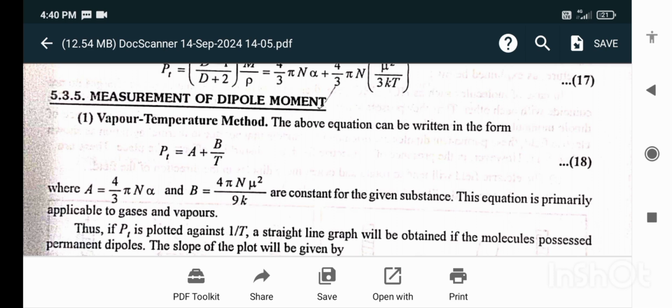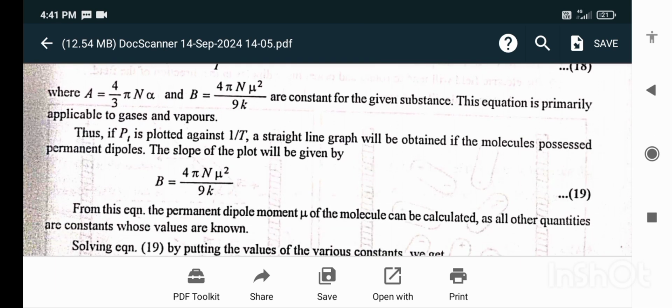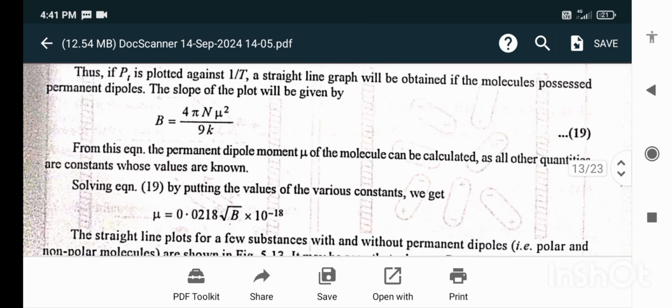These are constant for the given substance. This equation is primarily applicable to gases and vapors. Thus, if Pt is plotted against 1 by T, a straight line graph will be obtained if the molecules possess permanent dipoles. The slope of the plot, given by B, is equal to 4 pi n mu square upon 9k. From this equation, the permanent dipole moment of the molecules can be calculated, as all other quantities are constant whose values are known.